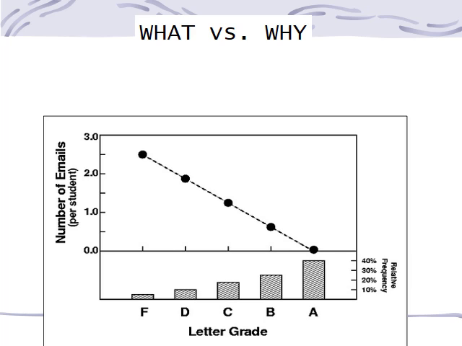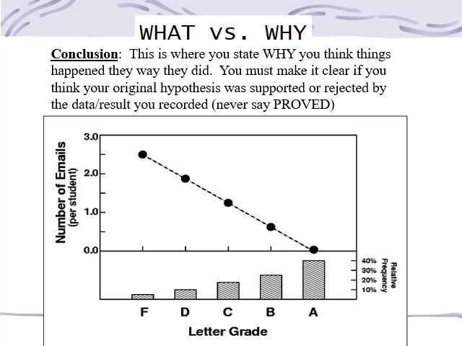The why, the conclusion section of your experimental design, is where you put in why you think what happened. So why did things occur the way they did? You must make it clear if you think your original hypothesis was either supported or rejected in this section. Keep in mind, you should never use the word proved. Never, ever, ever use the word proved. You can either support or reject a hypothesis.